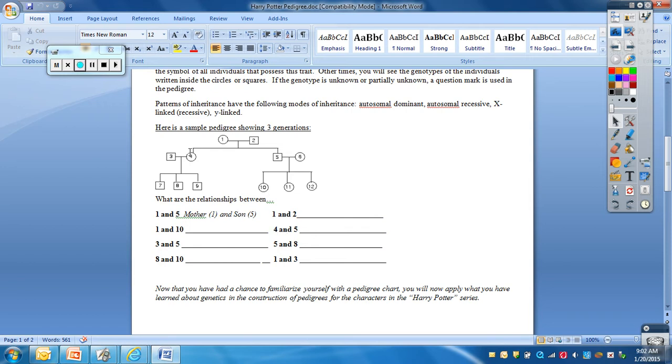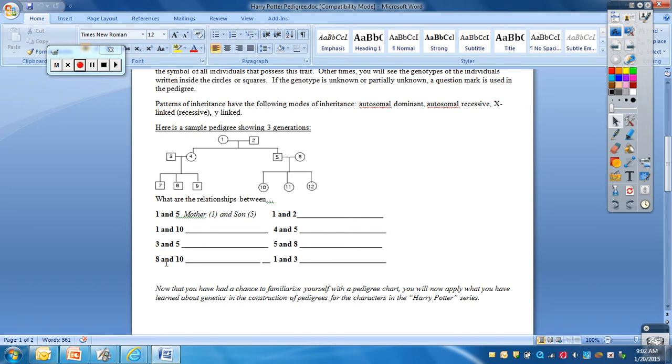4 and 5 would be right here. Showing those vertical lines coming down from a marriage would be brother and sister. 3 and 5 would be, if this male marries your sister and this is you, this would be brother-in-law. So brother-in-law, brother-in-law, 3 to 5. 5 to 8: if this is you, that's your sister, and it's your sister's kids. So that would make 5 and 8 nephew and uncle.